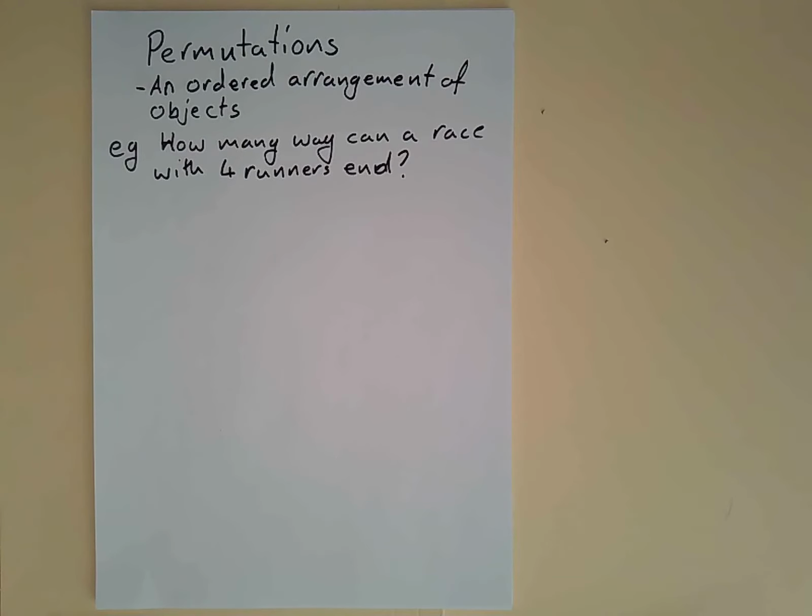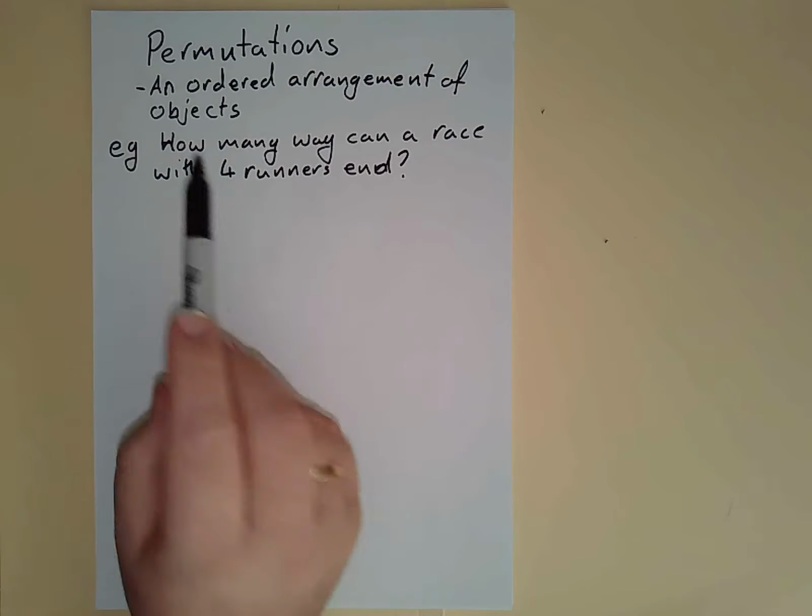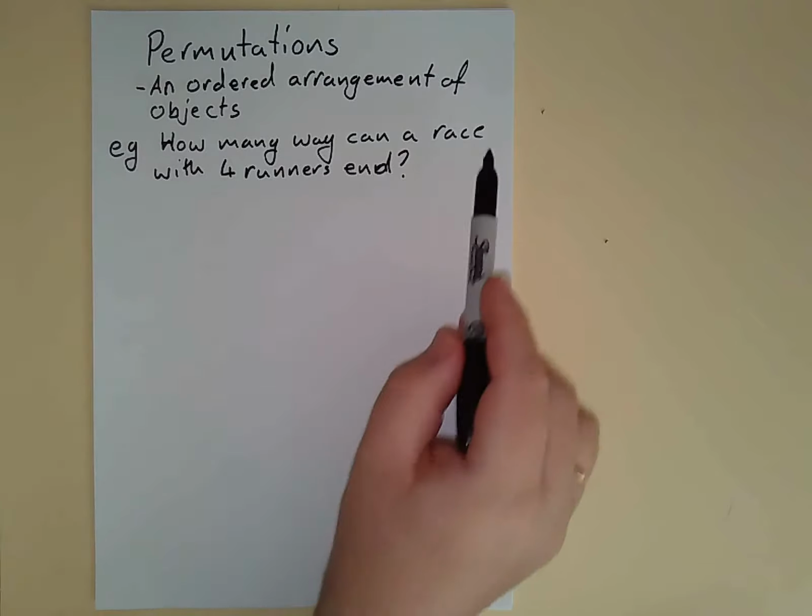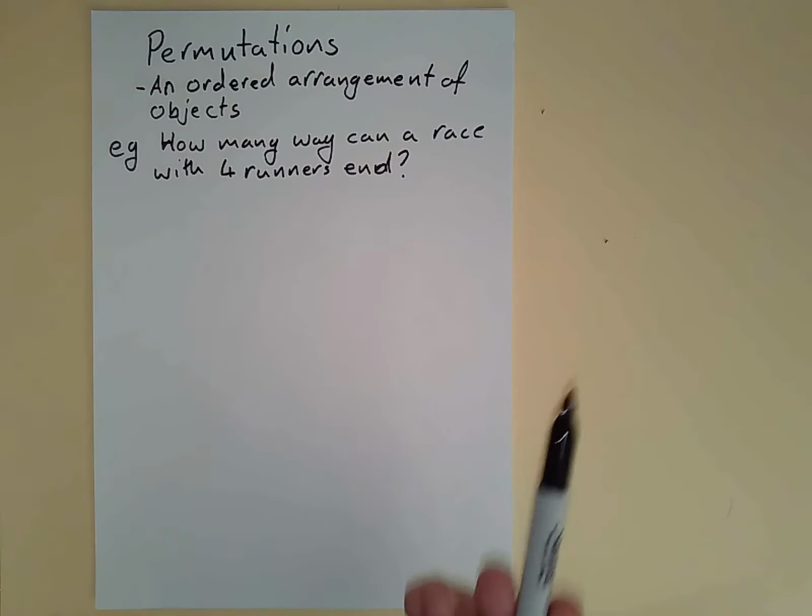Today we're looking at permutations. Now, a permutation is an ordered arrangement of objects, so we're counting the number of ways that we can order a set of objects. So, for example, how many ways can a race with 4 runners end?